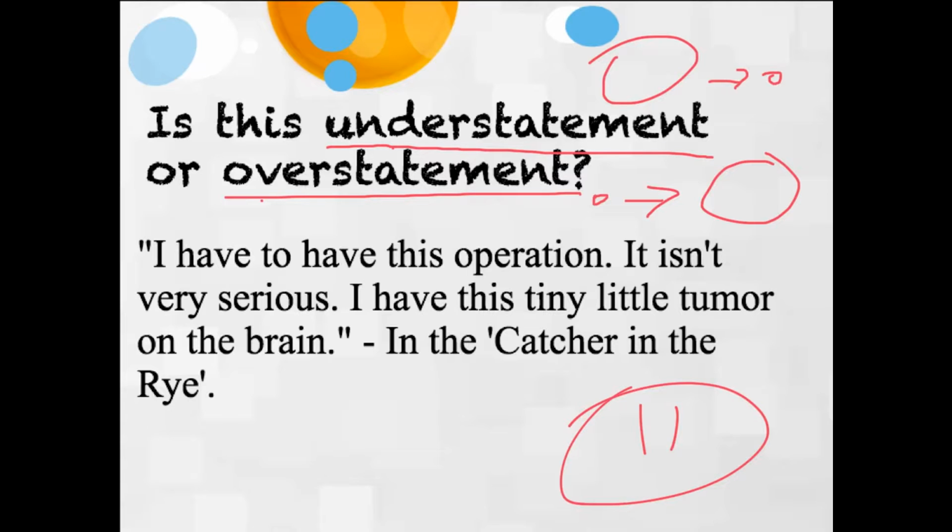Okay, let's look at this example together. It says, "I have to have this operation. It isn't very serious. I have this tiny little tumor on the brain." This is from Catcher in the Rye. If you said understatement, you're correct.